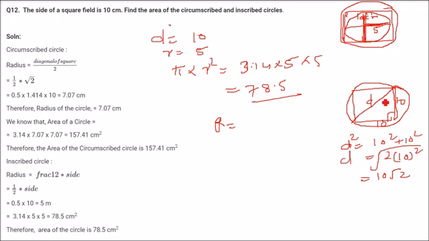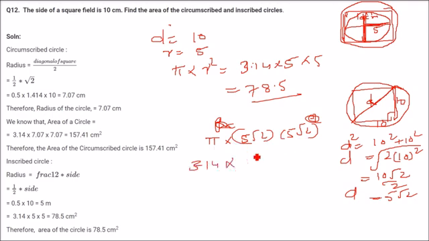Now this is the diagonal, that is the diameter here, but the radius of the circle will be the diagonal by 2. So it will be 5 root 2. So now the radius of this circumscribed circle is 5 root 2. In order to find the area, it will be pi into r square. R is 5 root 2, so it is pi into 5 root 2 whole square.